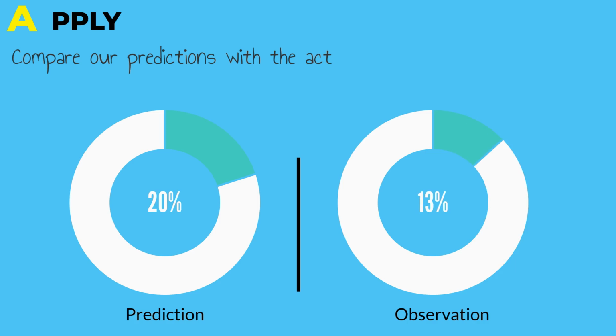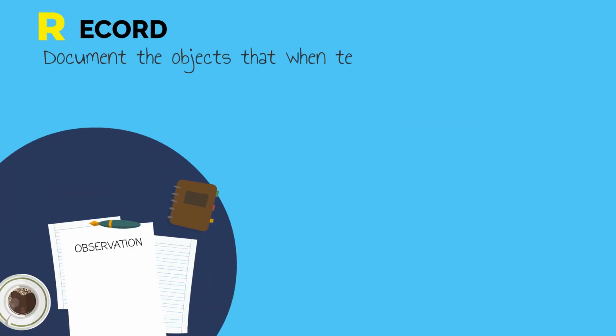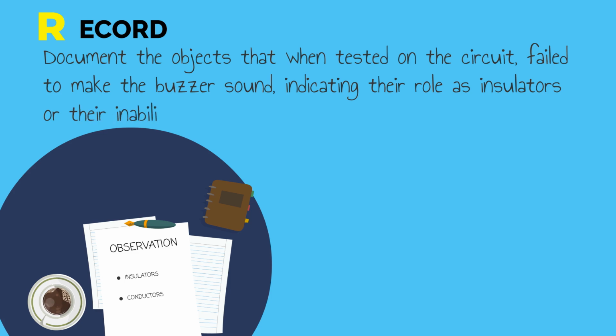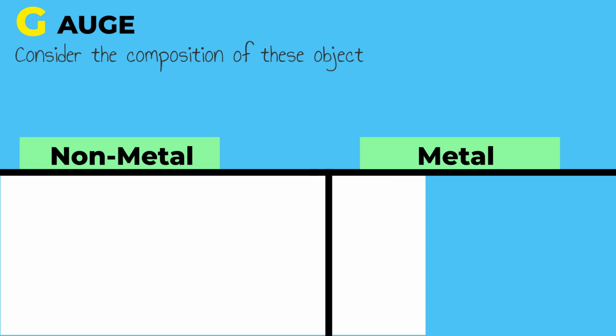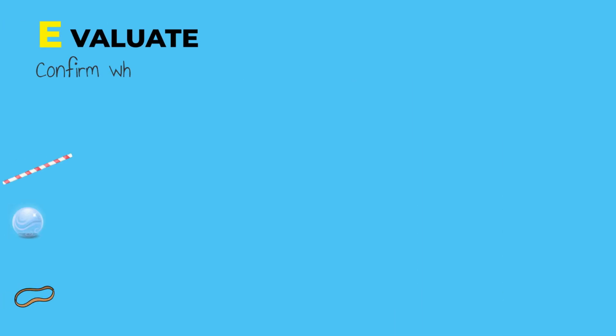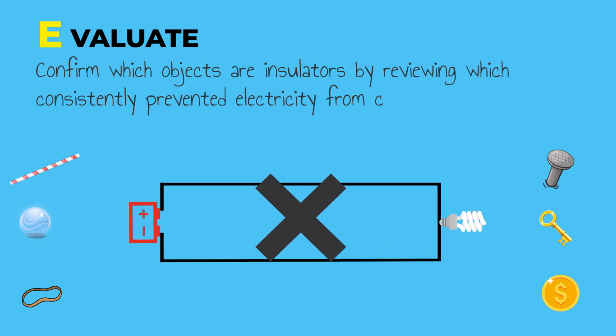A stands for apply. Compare our predictions with the actual observations. Are they in line with what we expected? R stands for record. Document the objects that when tested on the circuit failed to make the buzzer sound, indicating their role as insulators or their inability to allow electricity to flow through them. G stands for gauge. Consider the composition of these objects. What does their material tell us about their ability to conduct electricity? E stands for evaluate. Confirm which objects are insulators by reviewing which consistently prevented electricity from completing the circuit.